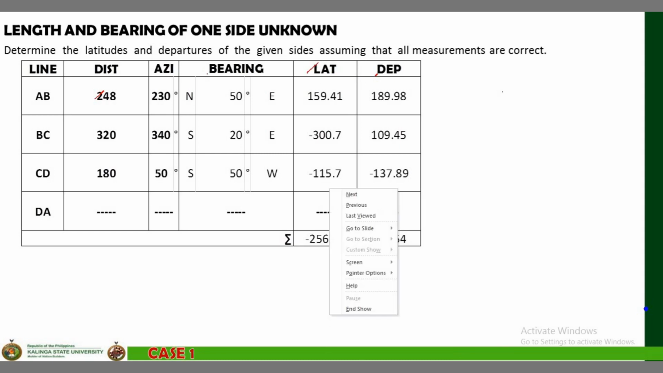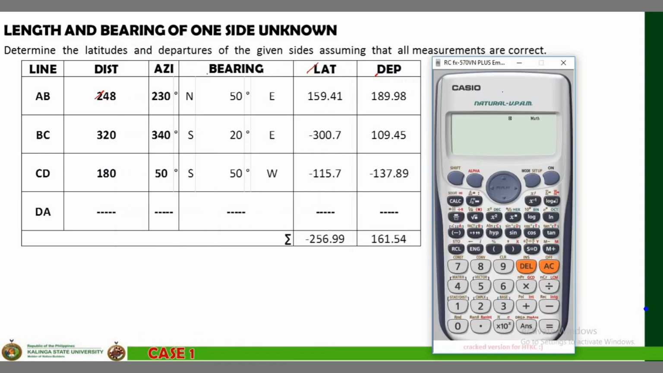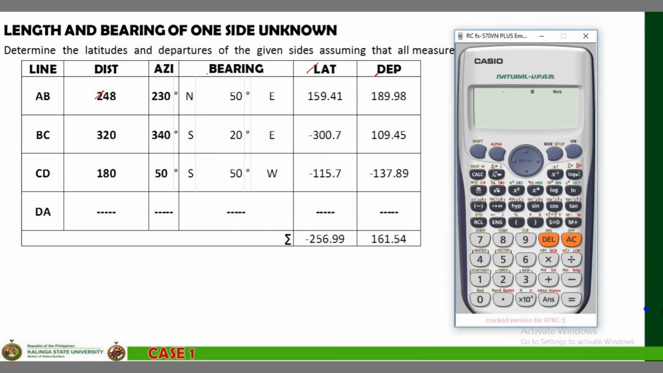How do we solve for the latitude of a line? Di ba, sabi nga natin, latitude is equal to the distance. For line AB, 248 multiplied by the cosine of your bearing, that is 50 degrees. That is equal to 159.41. Bakit positive? Kasi po yung ating bearing ay nasa north.